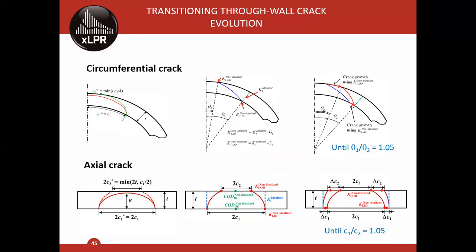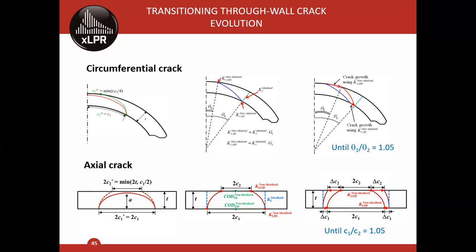The framework determines the geometry of the initial transitioning through-wall crack, as well as when the crack transitions to be an idealized through-wall crack. Surface cracks are modeled to transition to a transitioning through-wall crack when the depth exceeds 95% through wall. The initial inner and outer half-length is then defined as the minimum of the component thickness and the inner half-length divided by 4.